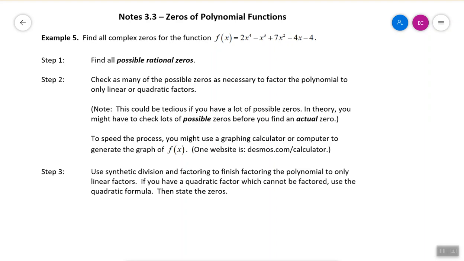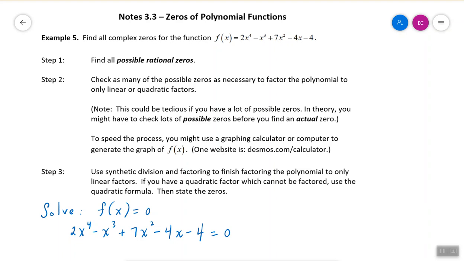Let's just restate the problem. If we're going to find zeros, then that means we're going to set y equal to 0 and solve for x. So instead of writing y equal to 0, I'm going to write f of x equal to 0. And of course that means the same thing, as we know from function notation. So f of x is the function 2x to the fourth minus x cubed plus 7x squared minus 4x minus 4.